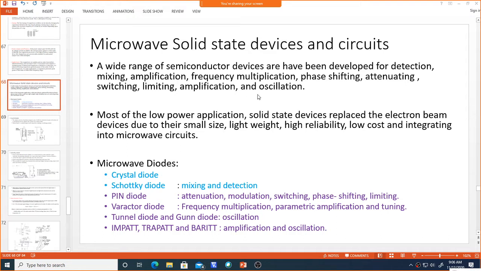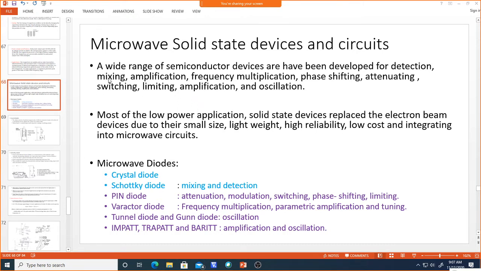Okay, so in the solid state devices, most of the time they will use semiconductor materials. A wide range of semiconductor devices have been developed for detection, for when we transmit using either klystron or any other TWT. If you transmit the microwave signal, we need to detect it. For that detection purpose, these solid state devices help.